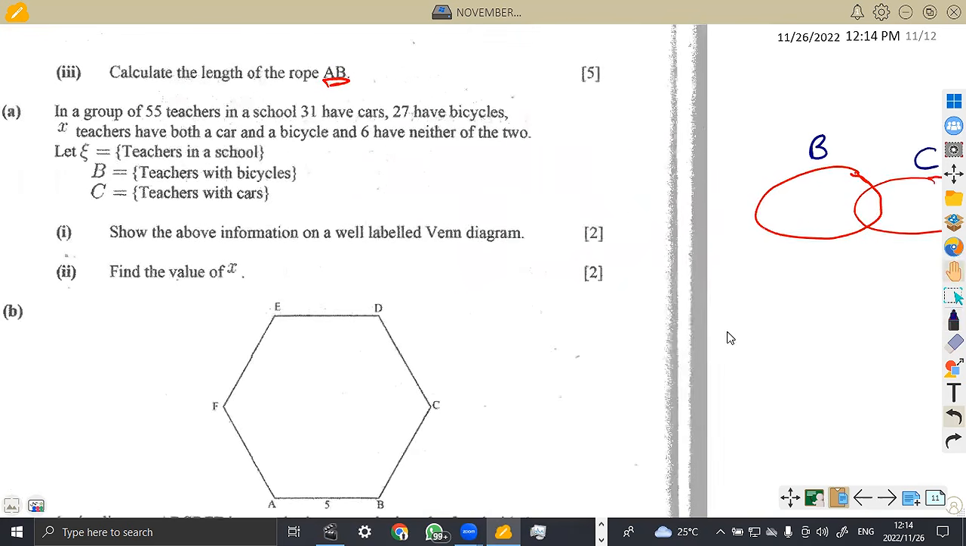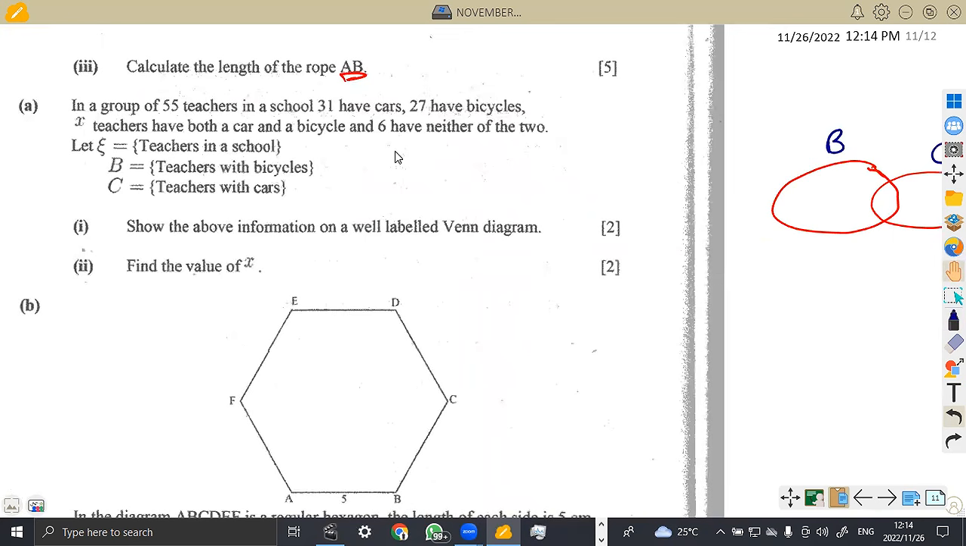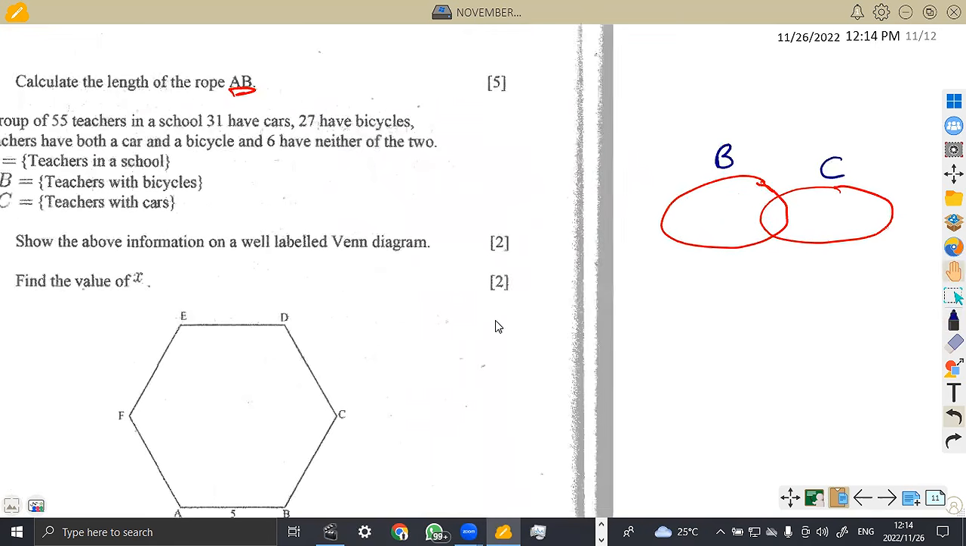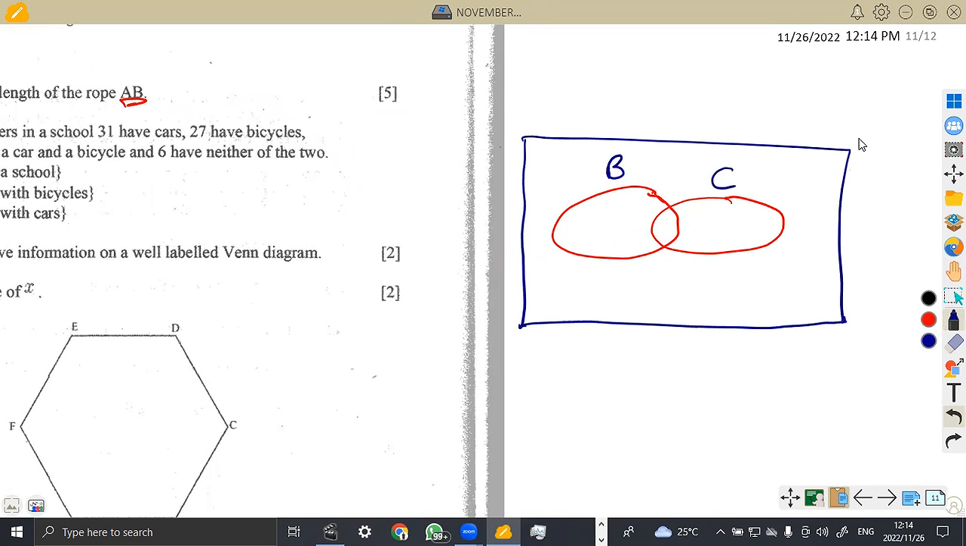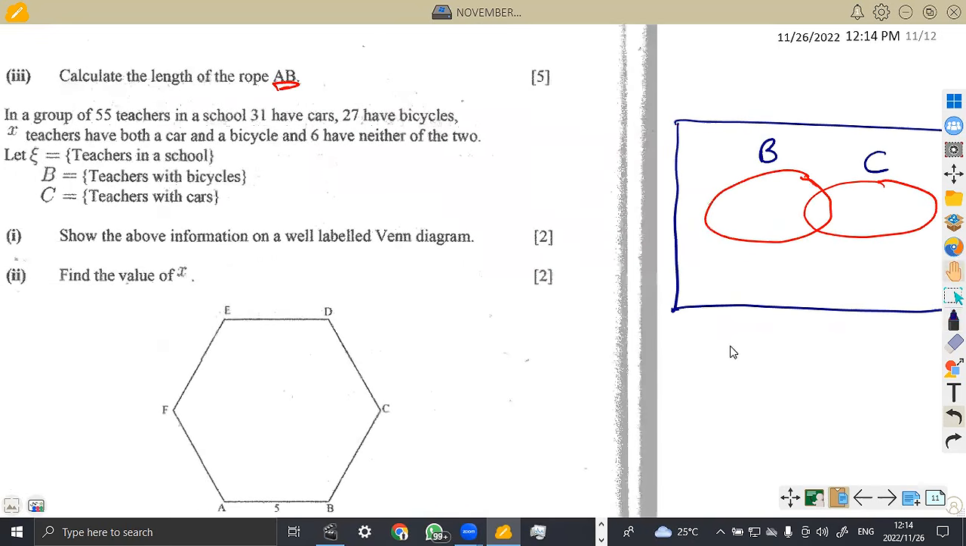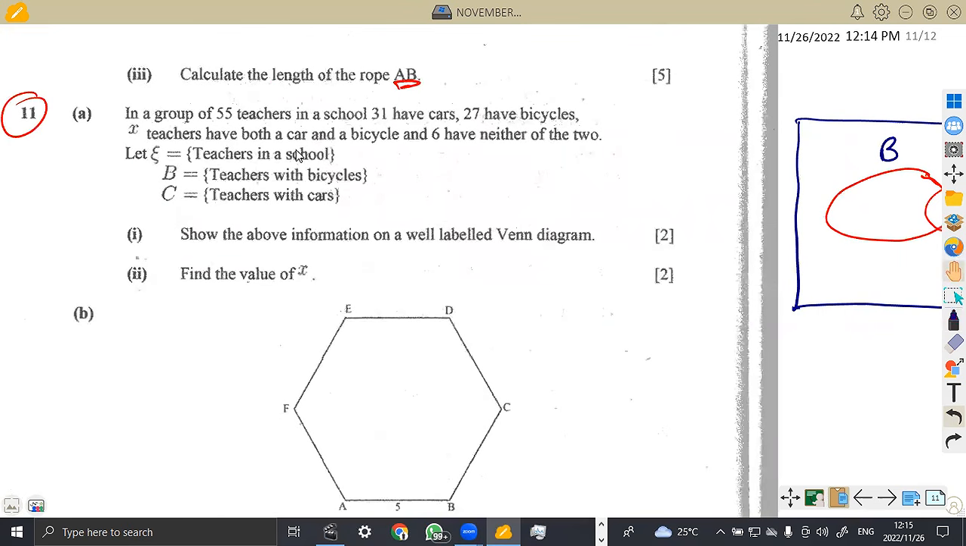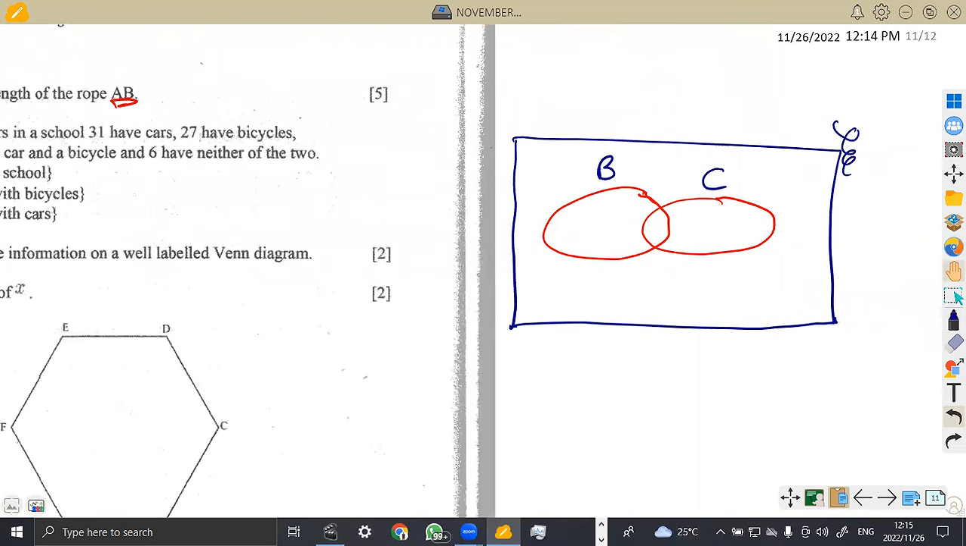Okay, so there we are given that we also have 6 which have neither of the two. They do not have a bicycle, they do not have a car. So those are the ones that we are going to indicate outside of the two sets in our universal set, like that. So here we have X being those who have both, and both is the intersection. So the intersection is the part that represents X. So this is your X. Then 6 you have neither, they do not have anything. So 6, you can just write them outside.